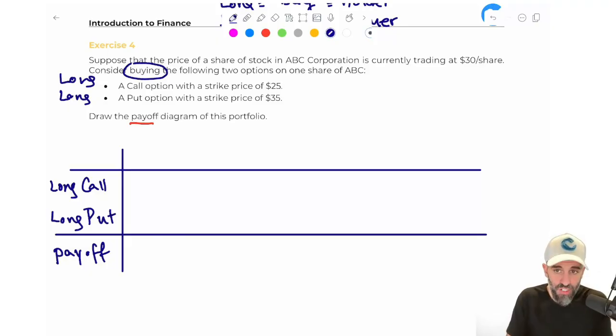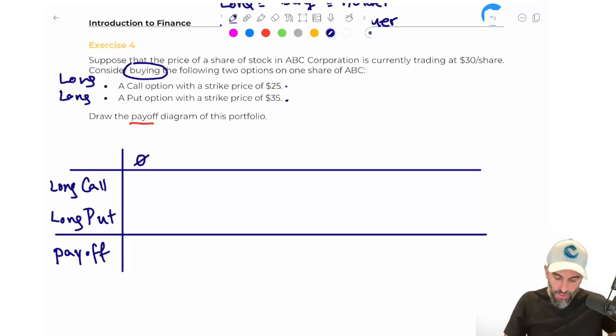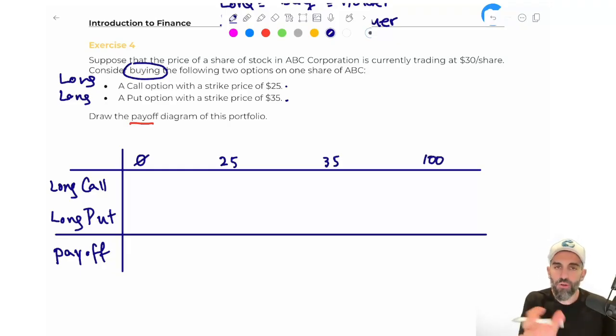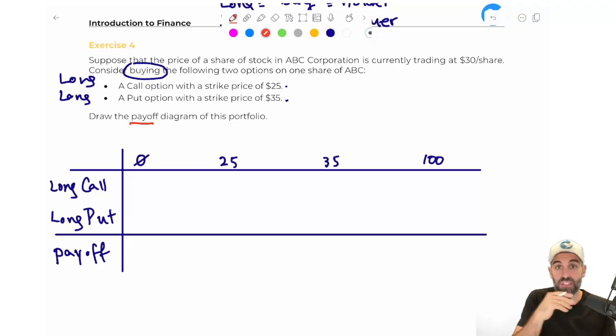And at the top, what I suggest you do, start with 0. And then whatever strike prices you have, you want to see those. So because I have 25 and 35, I'm going to write 25, 35, and then pick one more number further out. So we'll put 100. You don't have to maintain any particular interval. 25, 35, 100. You could do 25, 35, 50, 60, doesn't matter. And what I want you to write in these tables is the intrinsic value.